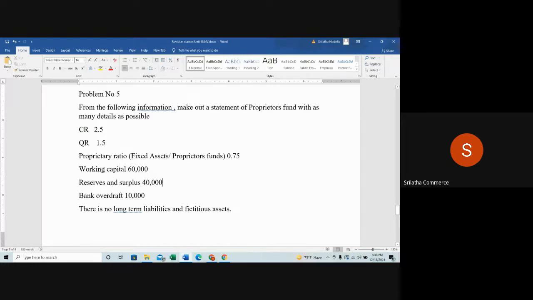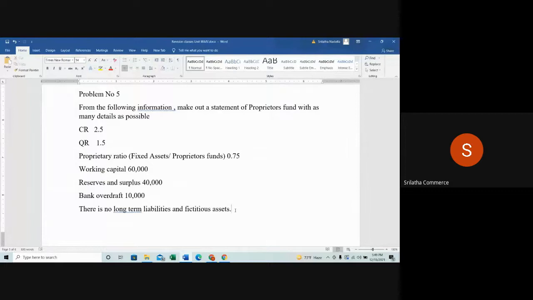That is the equation. So working capital is 60,000, reserves and surplus 40,000, bank overdraft 10,000. There are no long-term liabilities and fictitious assets. So this is the information he had given. How do you get current ratio? Current assets by current liabilities. How do you get quick ratio? Quick assets by current liabilities. Quick assets is equal to current assets; if you deduct stock, you get the quick assets, isn't it?